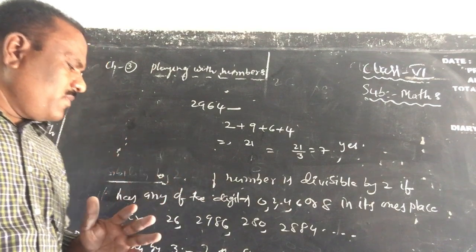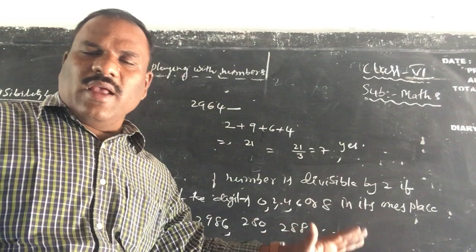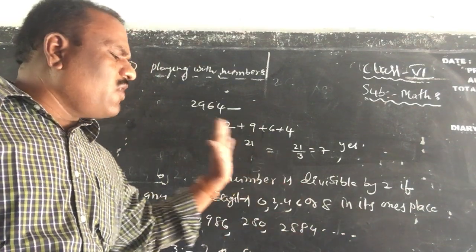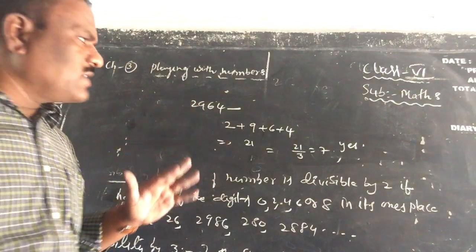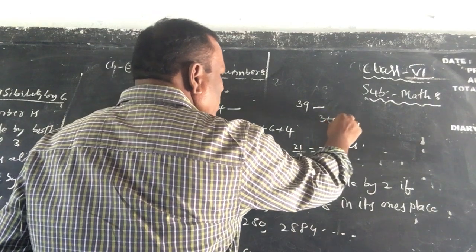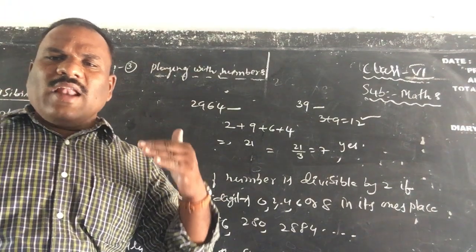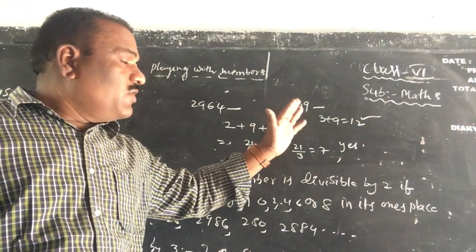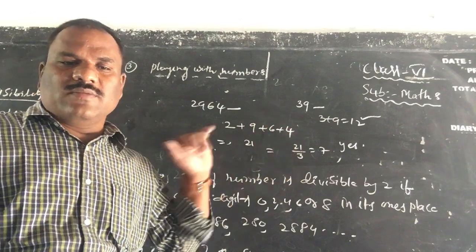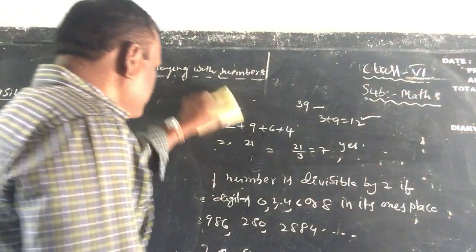So any number, if the sum of the digits is divisible by 3, is divisible by 3, because we have to take the sum of the digits, children. For example, 39. Is 39 divisible by 3 or not? Simple, 3 plus 9 equals 12. So the answer is yes. Like that, without actual division we have to write down whether the number is divisible by 3 or not. Okay, this is about divisibility by 3, children. Now the third one.